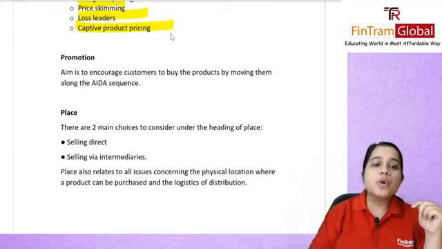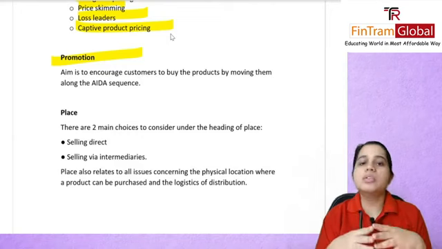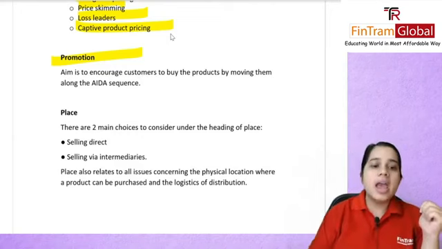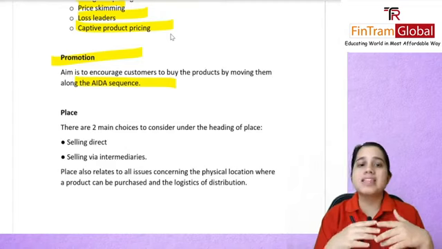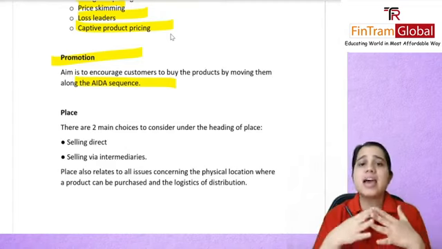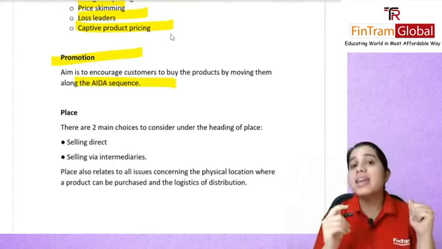Then of course there was promotion, wherein we said that the aim is to basically move towards your AIDA sequence, which was basically awareness, interest, desire, and action. So that was your AIDA sequence.